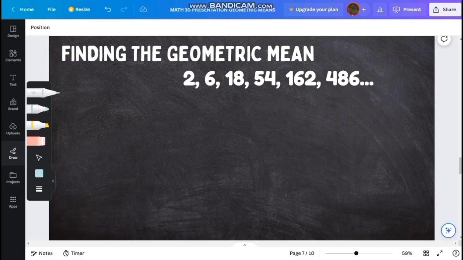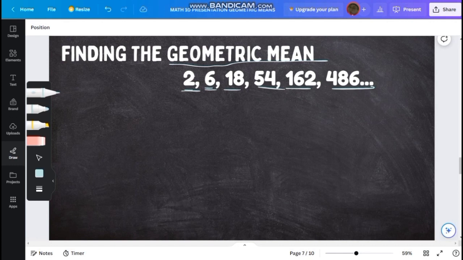Now that we have an idea of the geometric mean, let's try and see if we can solve for it. Here we have a geometric sequence of 2, 6, 18, 54, 162, and 486. First, can you tell me the common ratio of this geometric sequence? That's right, it's 3. 2 times 3 is 6, 6 times 3 is 18, 18 times 3 is equal to 54. Now that we have our common ratio, let's try to find our geometric mean.